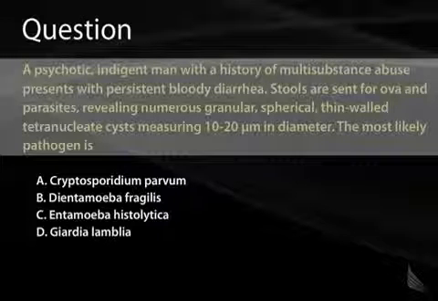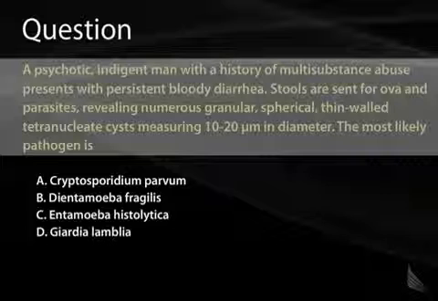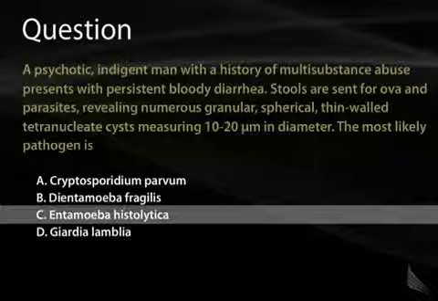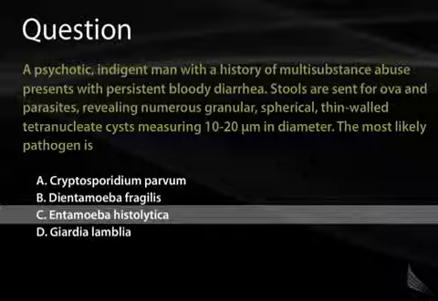The most likely pathogen? This again goes back to that picture. If you remember that they have tetranucleate cysts, you can remember they're 10 to 20 microns in diameter. But you've got somebody with bloody diarrhea, they've got parasites with tetranucleate cysts. That's Entamoeba until proven otherwise. Giardia, we're going to talk about, has a different appearance, and the other two, Cryptosporidium and Dientamoeba, also have unique appearances, which is not a tetranucleate cyst.